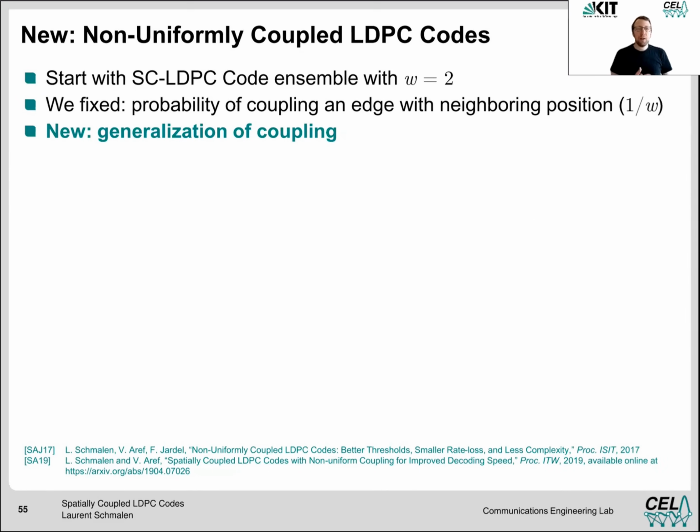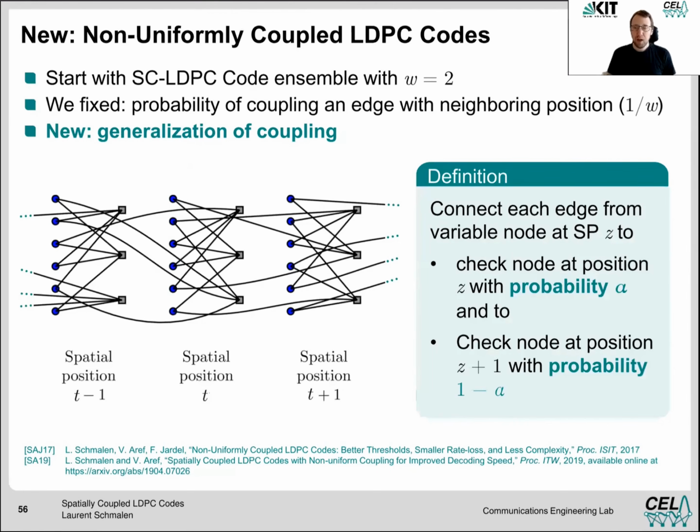One thing we looked at was non-uniform coupling. What we did now is take each edge and connect it with probability 1 over W to one of the W neighboring spatial positions. So we give up this constraint on how we couple and allow for non-uniform coupling. Now we allow that each edge connects to position Z with probability alpha and to position Z plus 1 with probability 1 minus alpha. So we just allow between two neighboring spatial positions alpha and 1 minus alpha.